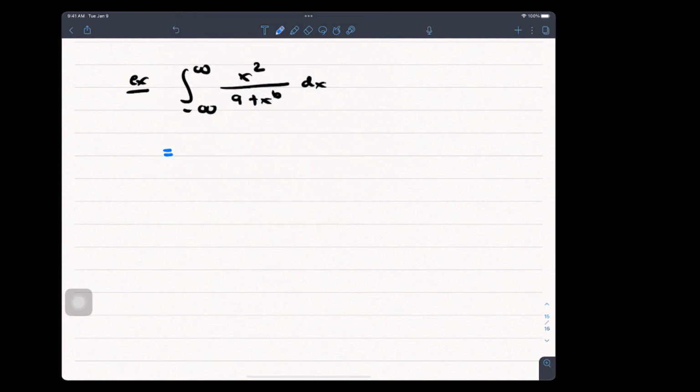Right, you might say, is that going to be, again, negative infinity to infinity? I'm sorry. How do you want to look at this? We're going to do it the way it was defined, okay? Negative infinity up to 0. Remember, that's my favorite number to use. The integral of x squared over 9 plus x to the 6 dx, and then 0 to infinity.